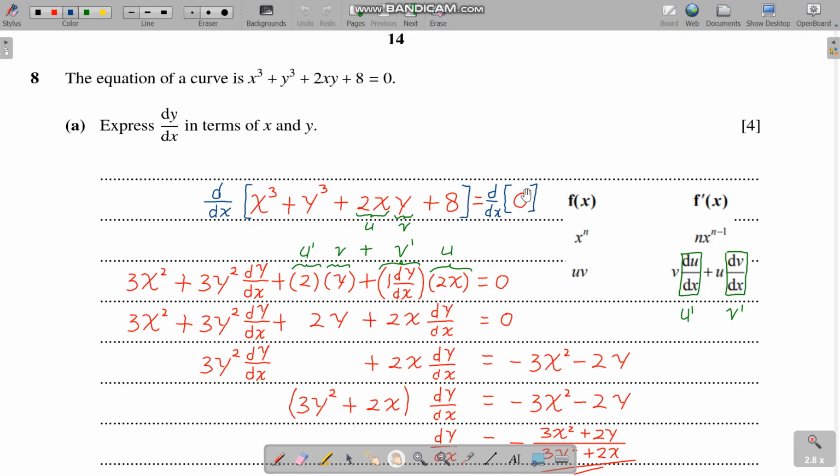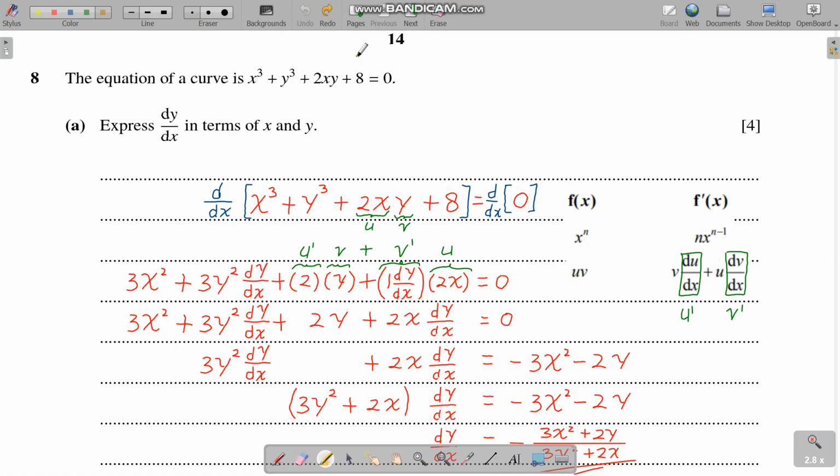Everyone, this question is about differentiation. The equation of a curve is given; find dy/dx. Usually when we find dy/dx, we just find the y prime because it's explicit. We can use explicit differentiation because we always have y equals something in terms of x. But this time we cannot rearrange this equation to get y equals something in terms of only x.